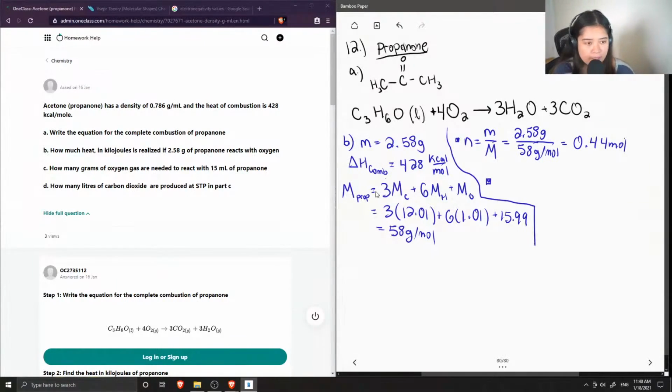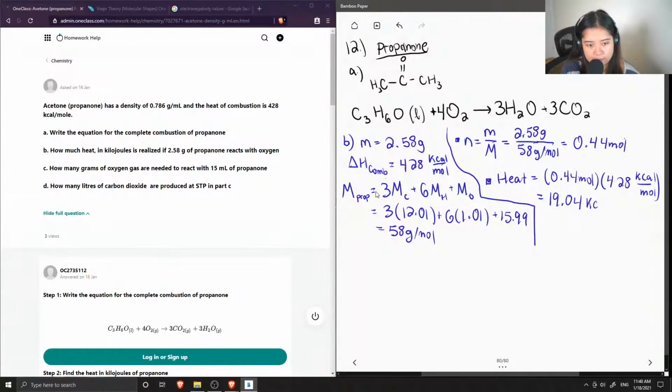Now that we have our number of moles, we can solve for the heat. So heat is equal to the number of moles, which is 0.44, times the delta H of combustion, which is 428 kilocalories per mole. And then we end up with 19.04 kilocalories. So the moles will cancel out.